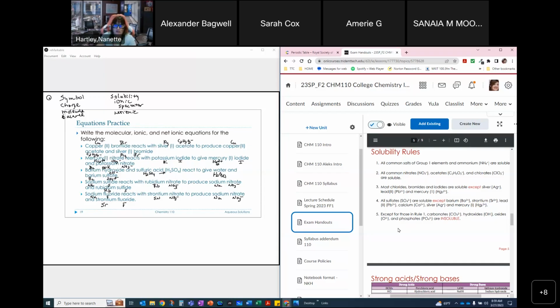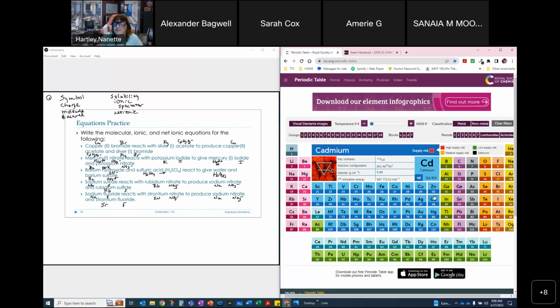When we talk about the rest of them, I need to make sure that I know what those charges are so that I can balance those formulas correctly. Copper 2 bromide is not so complicated. And the reason for that, bromine is a halogen. So let me pull over my periodic table. So bromine is a halogen. It wants to pick up one electron to be like the nearest noble gas. So it's a Br minus.